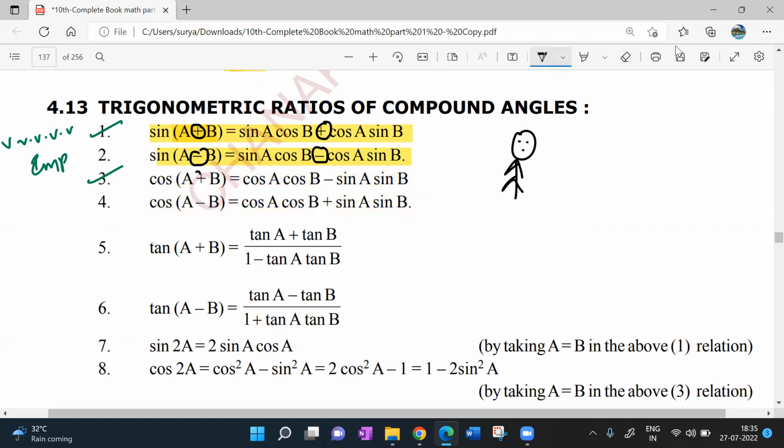Look at this here. This is plus, but it generates minus here. We have minus here, but it generates plus here. But sine is what? Sine is actually a very, very good function. Listen to our words: plus will be plus only, minus will be minus only. I'm telling you the tactics to remember the formulas, nothing more than that.